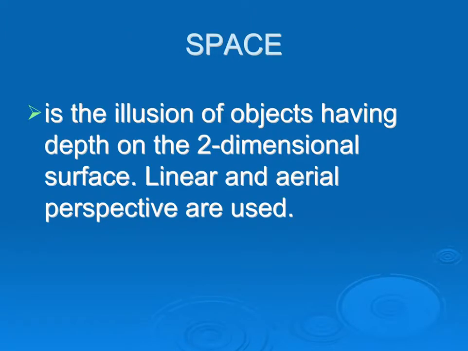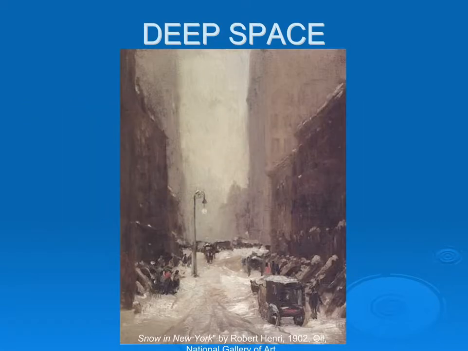Element of art. Next one is space. It is the illusion of objects having depth on the two-dimensional surface. Linear and aerial perspectives are used. The first characteristic of space is deep space, and this involves creating depth in a composition where your eye is led deep into the space of the composition.